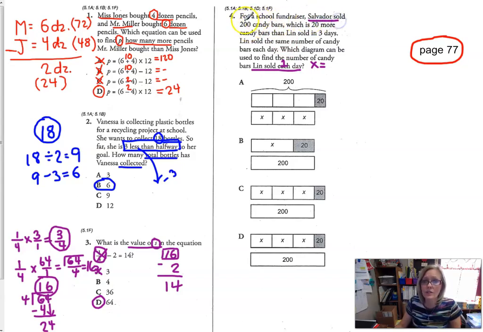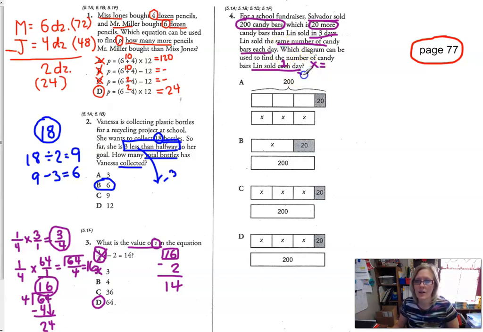Salvador sold 200 candy bars. His 200 candy bars is 20 more than what Lynn sold in 3 days. And Lynn sold the same number of candy bars each day. So her number has to be the exact same each day.